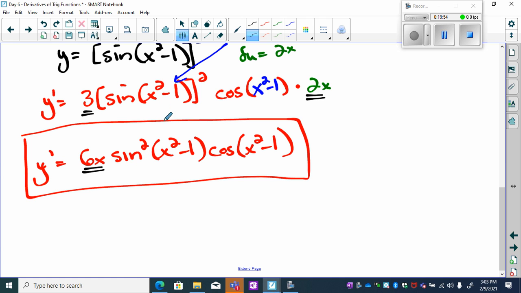This right here is just a simplified way of writing the following. Sine x squared minus 1 to the power of 2 means sine x squared minus 1 times sine x squared minus 1, which we write as sine squared x squared minus 1.